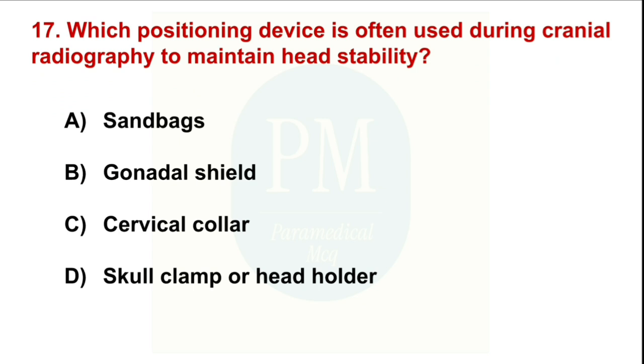Which positioning device is often used during cranial radiography to maintain head stability? Option A. Sandbags. Option B. Gonadal shield. Option C. Cervical collar. Option D. Skull clamp or head holder. The correct option is option D. Skull clamp or head holder.